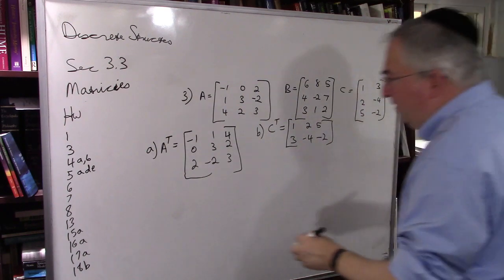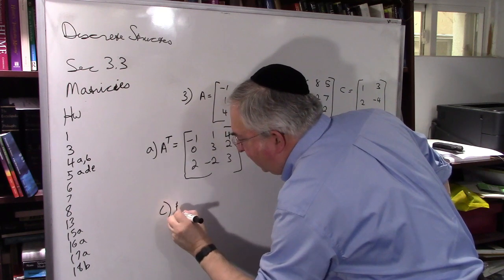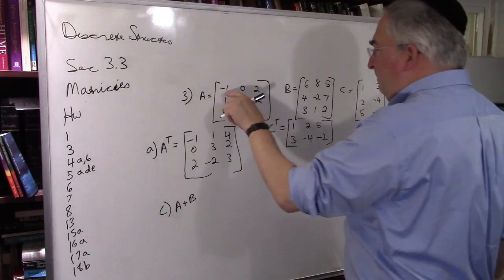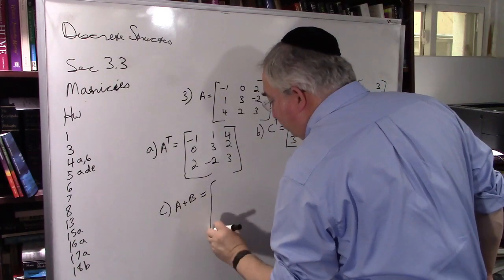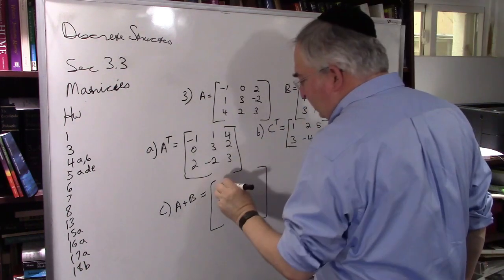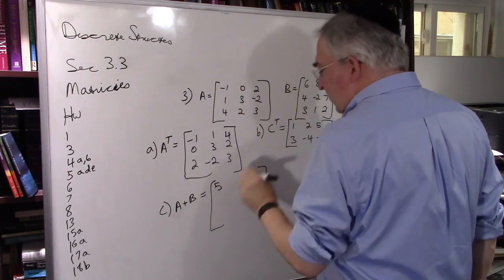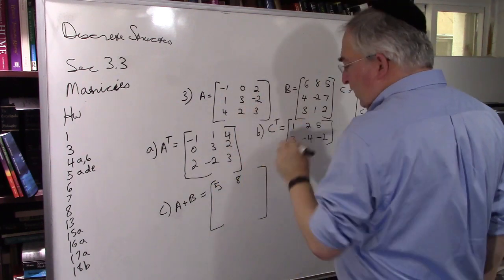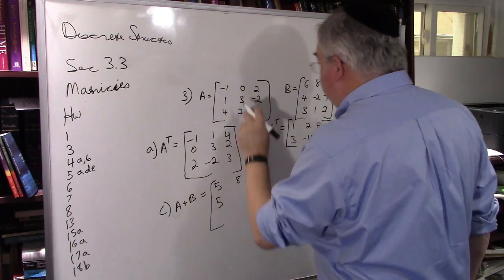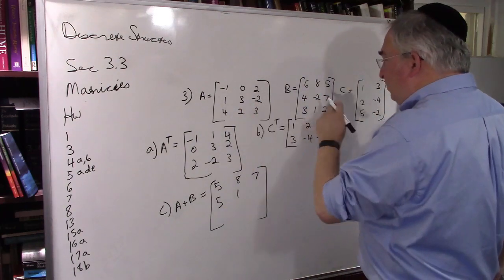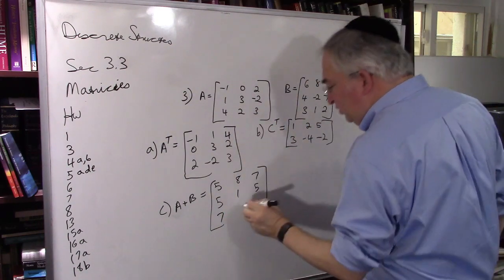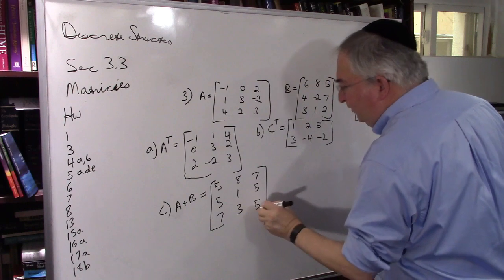Okay, number C. C is A plus B. So C is A plus B. Okay, so let's do it. Minus 1 and 6. So this is going to be a 3 by 3 matrix because this is 3 by 3 and this is 3 by 3. Minus 1 plus 6 is 5. 0 plus 8 is 8. 2 plus 5 is 7. 4 plus 1 is 5. 3 plus minus 2 is 1. Minus 2 plus 7 is 5. 4 plus 3 is 7. 2 plus 1 is 3. 3 plus 2 is 5.